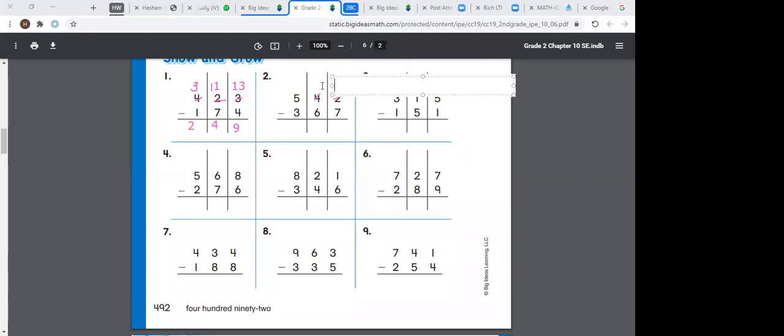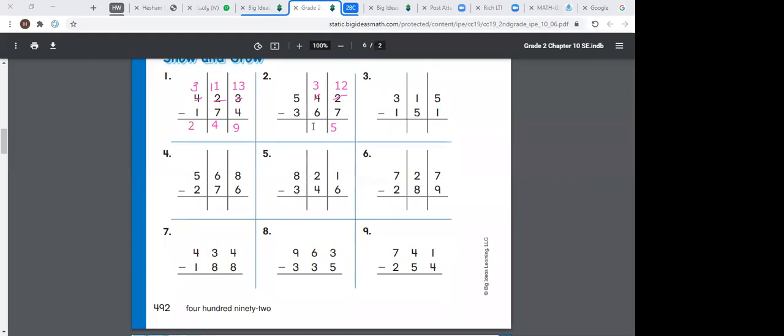Excellent. 2 becomes 12 and 4 becomes 3. Now 12 minus 7 equals 5. Very good.